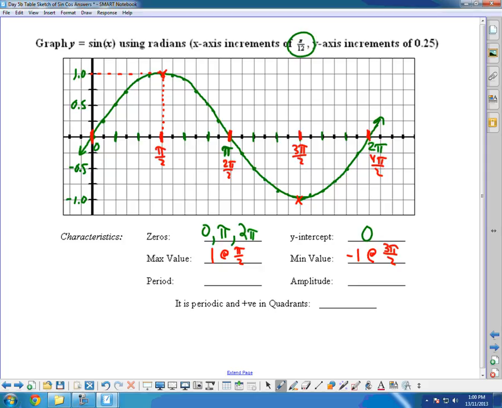Period. Now we have a new labeling for period. Before it was 360 degrees to do one cycle. Now in radians it's 2 pi to do one cycle. Amplitude is still the same. It goes up to 1 at the highest spot and down to -1, so its amplitude is 1. Notice again the y value doesn't change. It's just the x values are now in radians instead of degrees. And where is it positive? Well, the same thing. It's positive in quadrant 1 and quadrant 2.